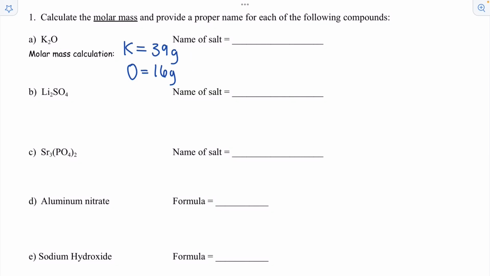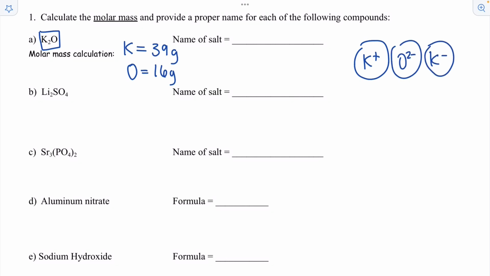That is because we must account for how many atoms are in the molecule. In this molecule, we've got 2 potassiums and 1 oxygen. That means you have to add them together, like this, all of them. This is the molar mass. Multiply that by 2. The molar mass for this salt is 94 grams. And this is potassium oxide.